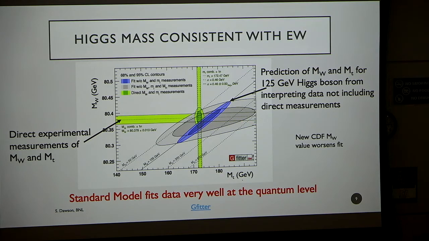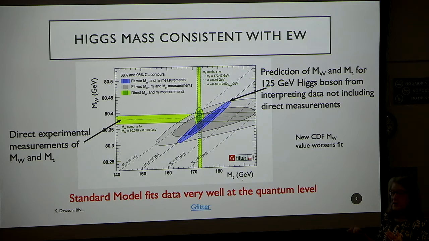So we can do a fit to all of our data, all of our Electroweak precision data. And what does that include? That includes the very precise measurements from LEP of Z to 2 fermions. It includes the W boson width. It includes the W boson mass. So it includes the whole spectrum of measurements we have.